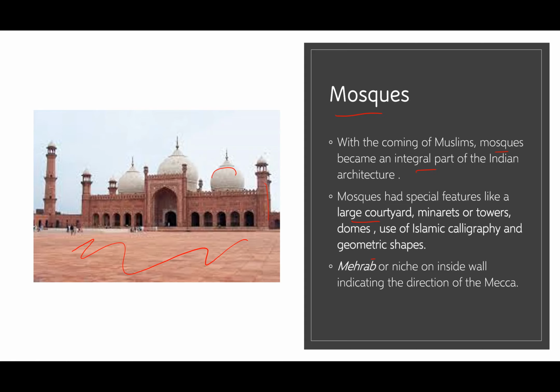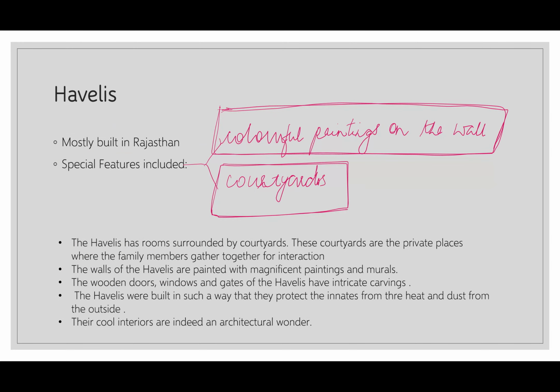So with the coming of Muslims, the mosque became very important, and the features the mosque had: a large courtyard, then these towers also called minarets, then domes, and use of Islamic calligraphy and geometric shapes. Now our Havelis. Havelis are very, very important.